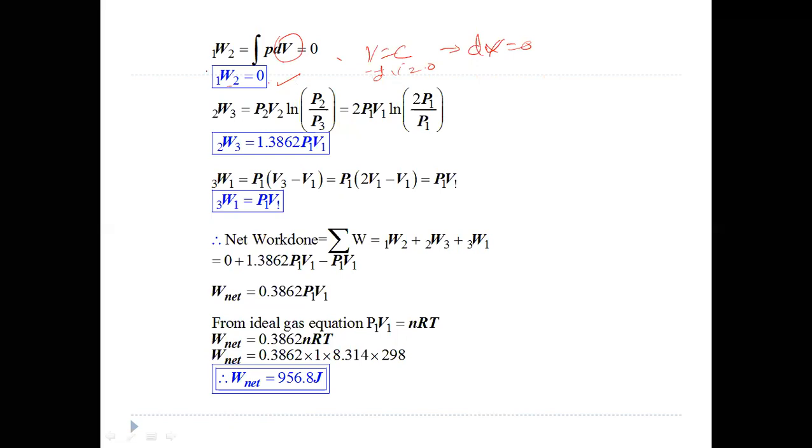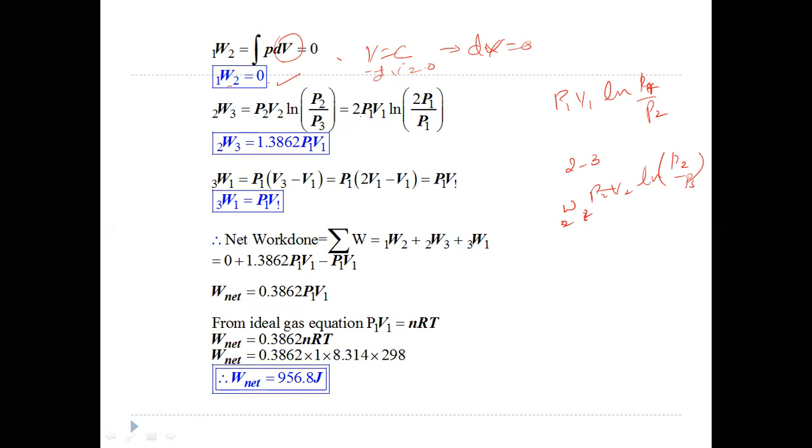So next, coming to work done for the 2 to 3 process. The 2 to 3 process is an isothermal process. So the formula for an isothermal process is, generally we have learned, P1 V1 into ln of P1 by P2. Since it is applied between the states 2 and 3, we have to write in terms of 2 and 3. So P2 V2 into ln of P2 by P3 is the formula for work done for the 2 to 3 process. Okay.